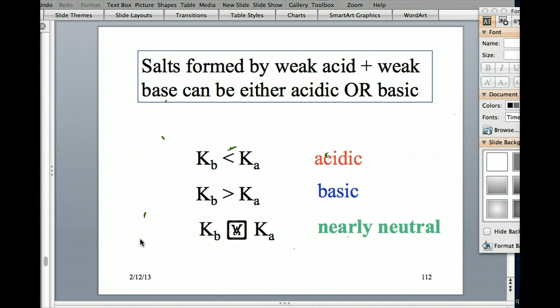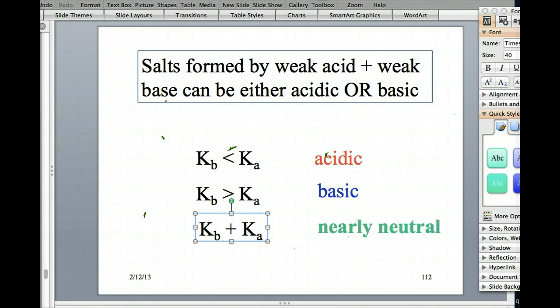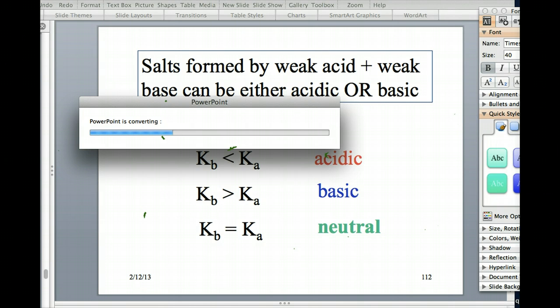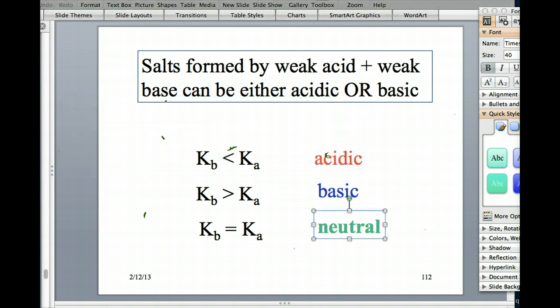My missing character here is equal. When Kb and Ka are equal, then it's nearly neutral. I think you'd actually be fairly safe to take the nearly out and just call it neutral. Okay, I'm going to actually fix that right now. Looks like that. All right. In fact, I'm going to call it neutral myself. All right. So you're determining both the Kas and the Kbs of the cation and anion to figure out who's actually the victor.